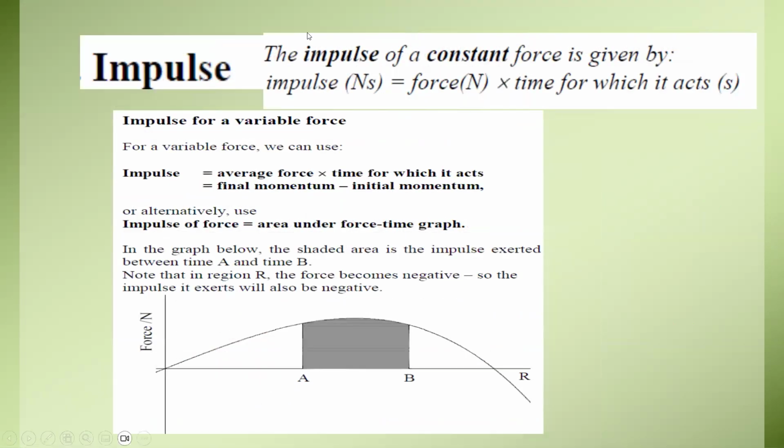What if we have a non-linear graph? In a non-linear graph, the area under the graph will also give us the impulse. So in the graph, the shaded area is the impulse exerted between A and B. If we need the total impulse, it depends on the question. If we need the total impulse, we'll take the total area under the graph. But if we need the impulse from position A to position B, we will only take the area of that part.